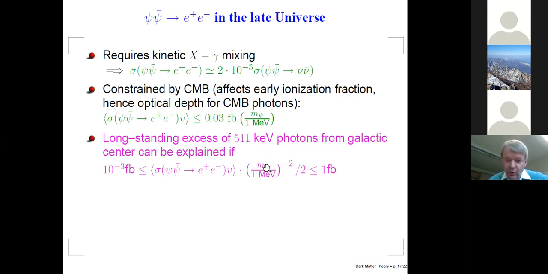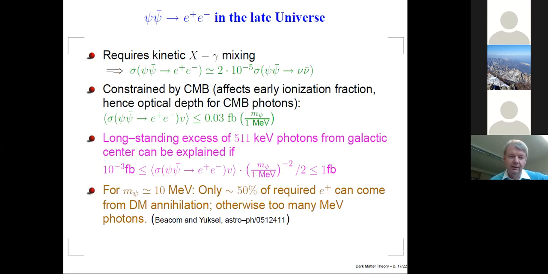And to get these two into agreement, in fact, you want to be at as small a mass as possible to satisfy that one without violating the constraint. But however, we saw already that we needed at least a mass of 10 MeV or so in order not to overproduce N_eff. And if your mass is 10 MeV, then in fact there is an additional constraint that tells you that really at most 50% of the required e+ positrons to explain this excess of 511 keV photons can come from dark matter annihilation.